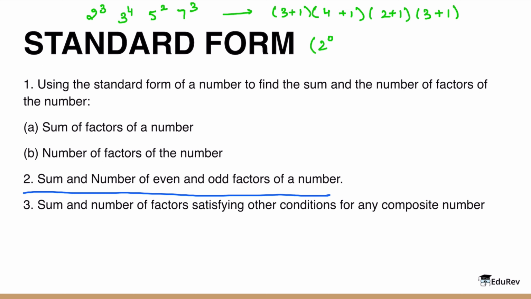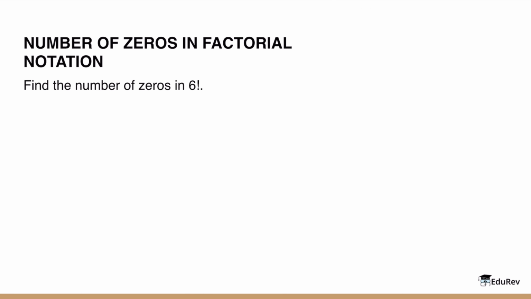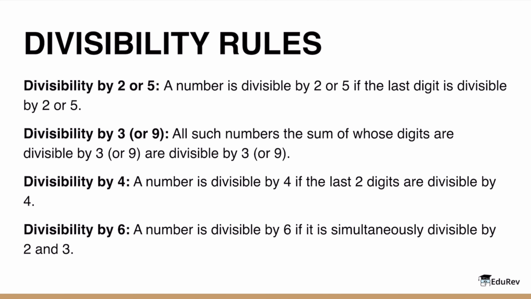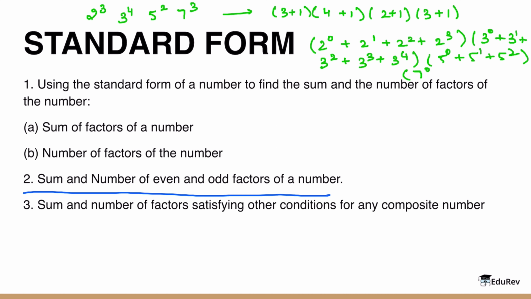We are holding 2 to the power 0 plus 2 to the power 1 plus 2 to the power 2 plus 2 to the power 3, times 3 to the power 0 plus 3 to the power 1 plus 3 to the power 2 plus 3 to the power 3 plus 3 to the power 4, times 5 to the power 0 plus 5 to the power 1 plus 5 to the power 2, times 7 to the power 0 plus 7 to the power 1 plus 7 to the power 2 plus 7 to the power 3. So this is the expansion which is possible.